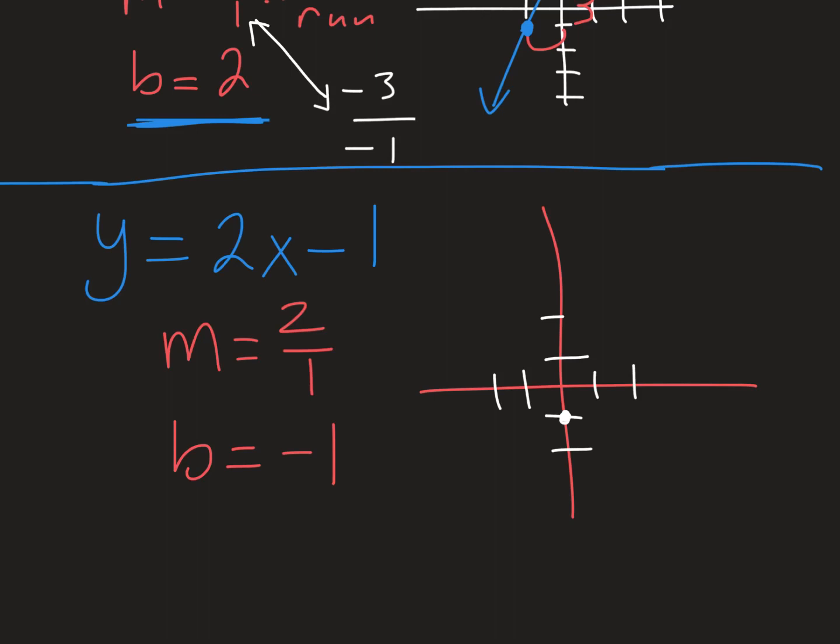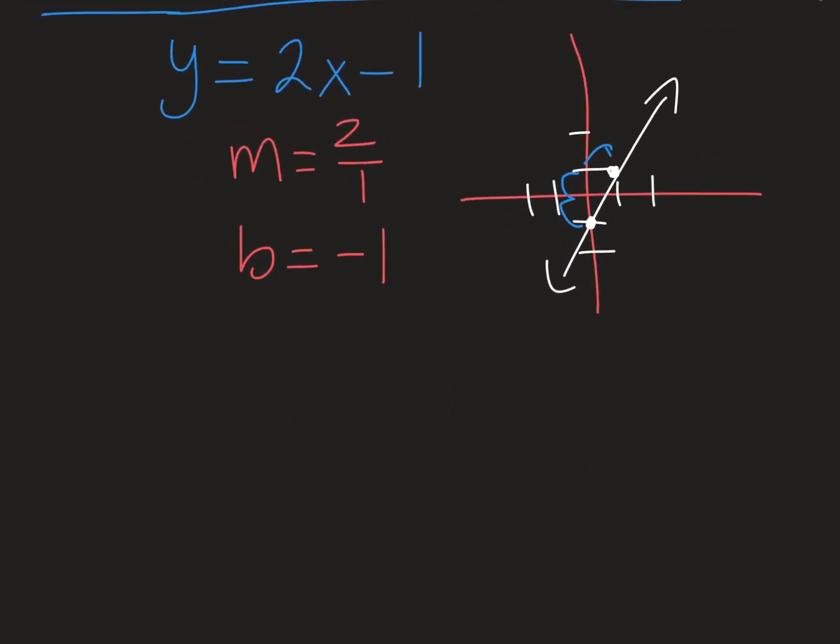So and then up 2 over 1. So up 1, 2, and then over 1, and we land here. You should have a point at 1, 1. And if you went back the other direction, you should have a point at -1, -3, right? Okay, so I want you guys to do another one.